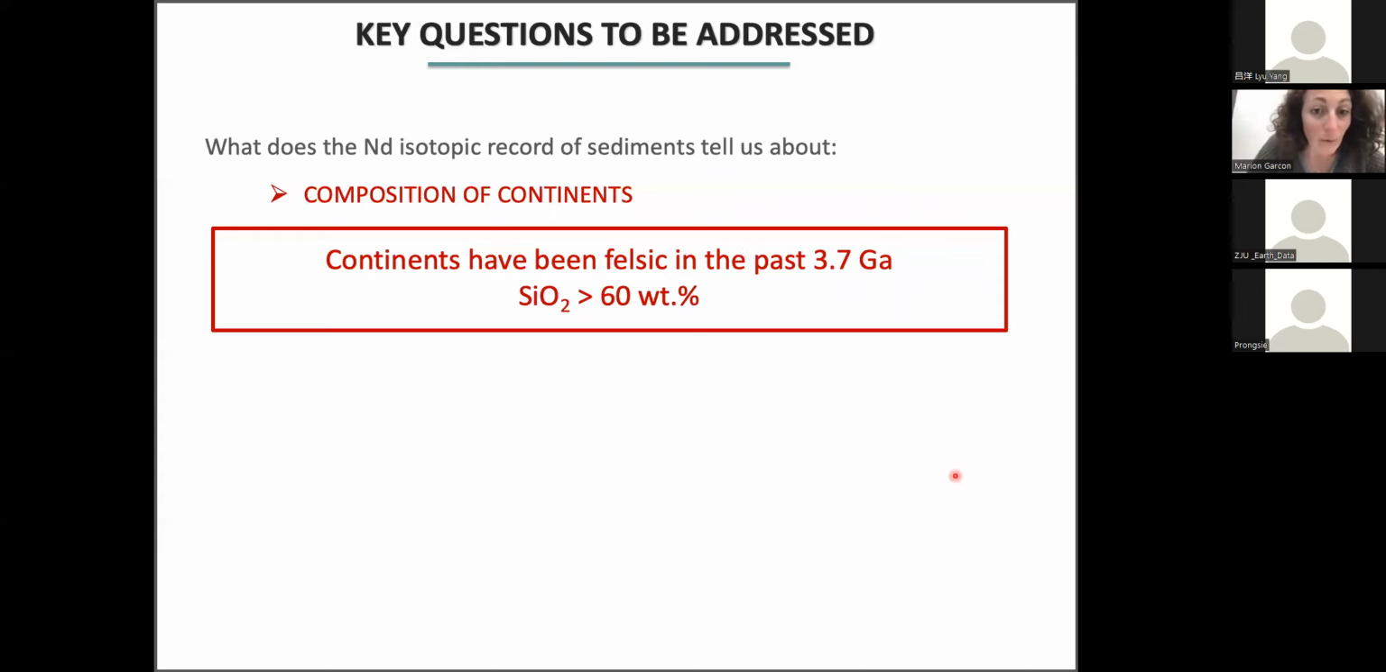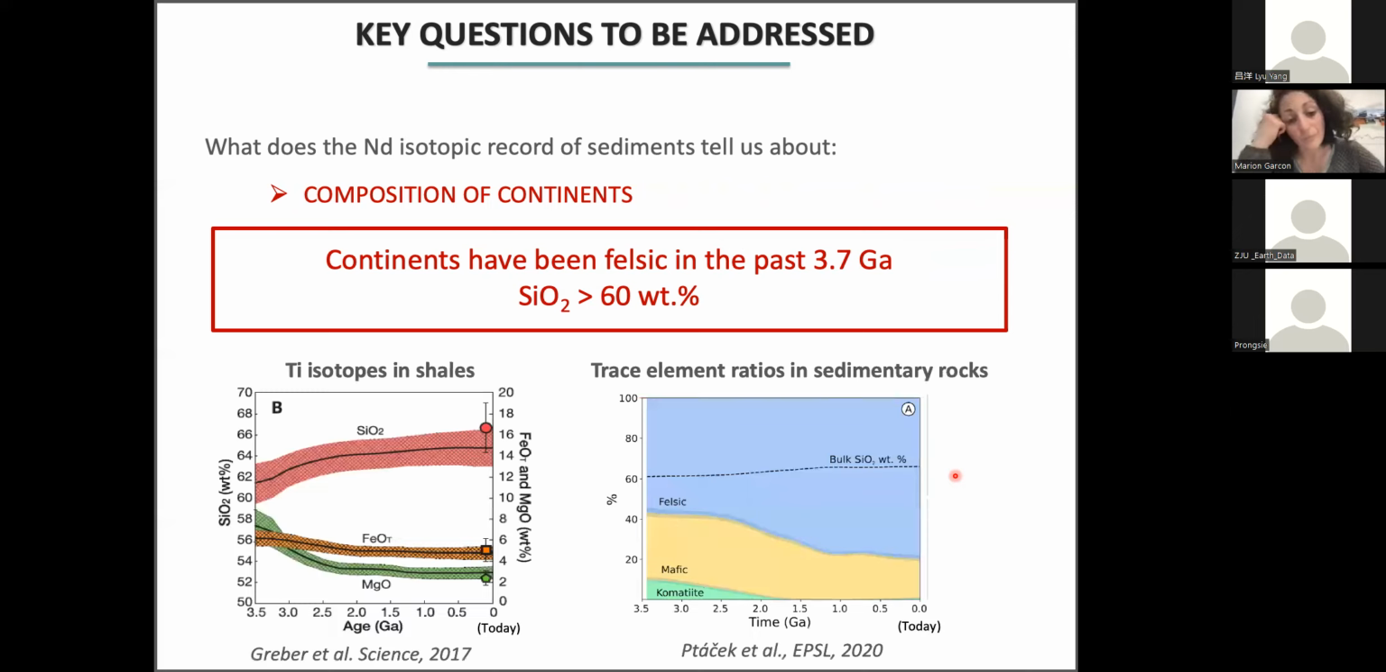Continents have always been felsic in the past 3.7 billion years. We can, I think, say with relatively high confidence that the neodymium isotopic record of those sediments shows that the silica content was always higher than 68%. And this is in agreement with what Greber et al. found in Science with titanium isotopes in shale. They found that there was a very, very small variation through time.